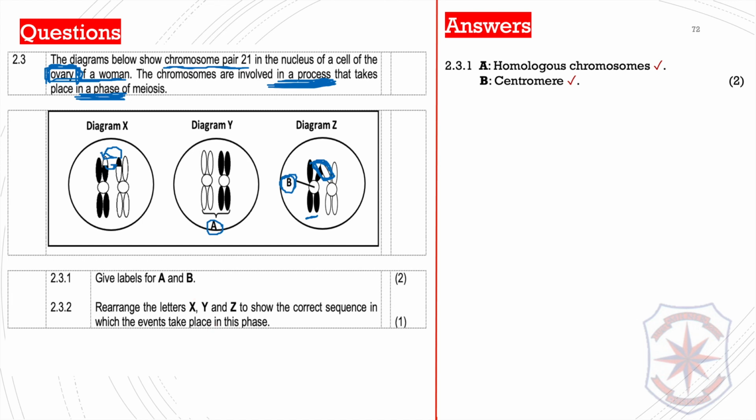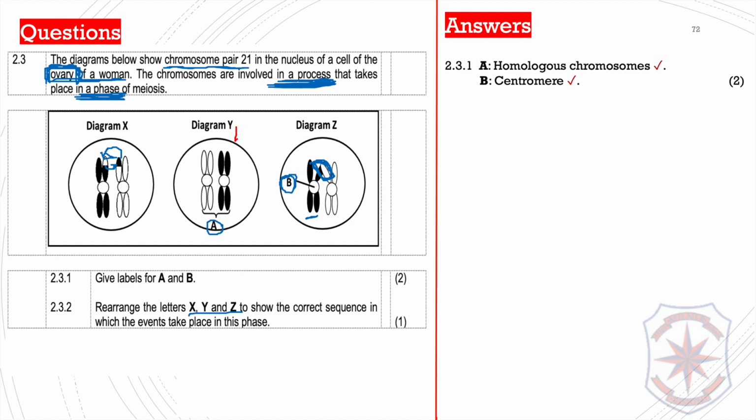Question 2. Just like the question on the previous set of questions, rearrange the letters X, Y, and Z to show the correct sequence in which the events take place in this phase, X, Y, and Z. So let us go back to the diagram. So what do we see? Diagram Y is before crossing over takes place, as you can see. So this would be our first.